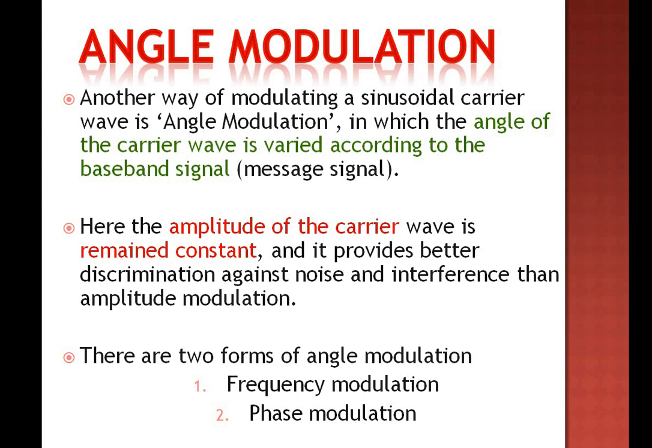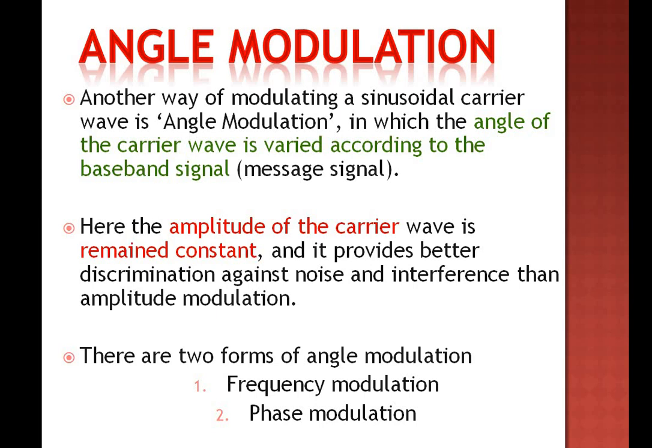I hope you are clear with the definition. I will repeat it once again. If the angle of the carrier wave is varied in accordance with your message signal or baseband signal, then this kind of modulation is called angle modulation. We had the amplitude modulation technique, that was one way of modulating. So this is another modulating technique of continuous wave modulation or sinusoidal carrier wave.